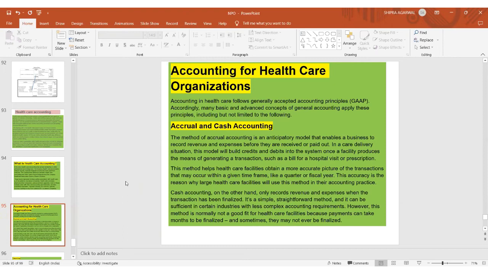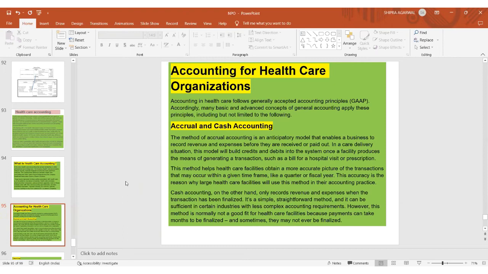They do follow the GAAP, that is the generally accepted accounting principles, right? And there are certain things which need special attention over here. That is accrual and cash accounting. See, when we are talking about the accounting involved in healthcare organizations, some items are to be dealt with on a cash basis and some on an accrual basis, right?